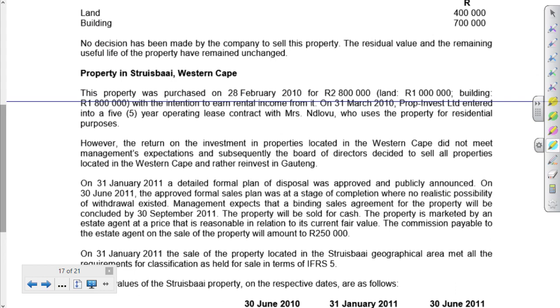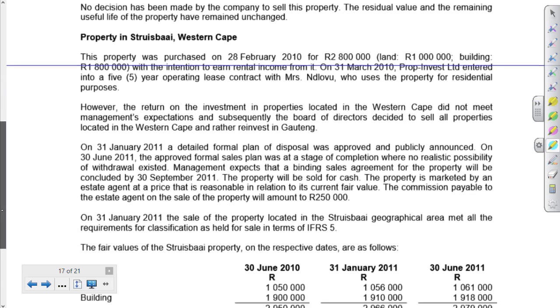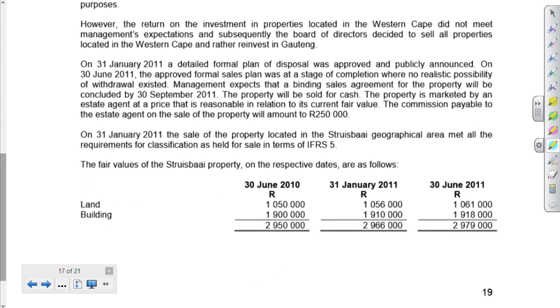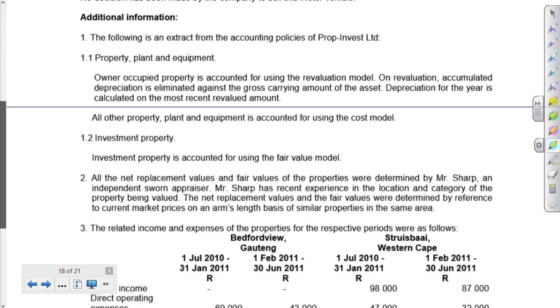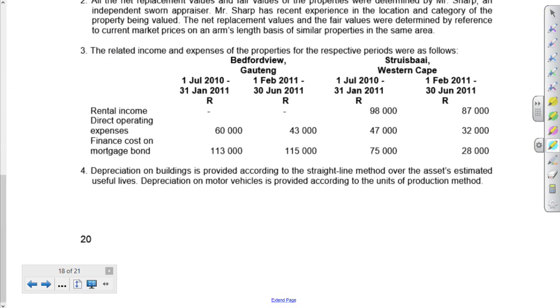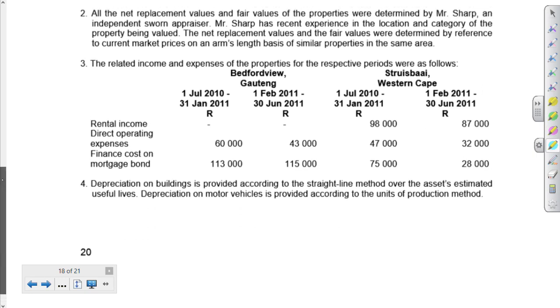Do you agree? The return on the properties did not meet management's expectations. They decided to sell the properties. A detailed plan. Here are the fair values of the lands and the buildings at the various dates. Yeah. So you're going to have an adjustment there. Okay, so just that P&L. Let's see what else is here. But they're talking about depreciation.